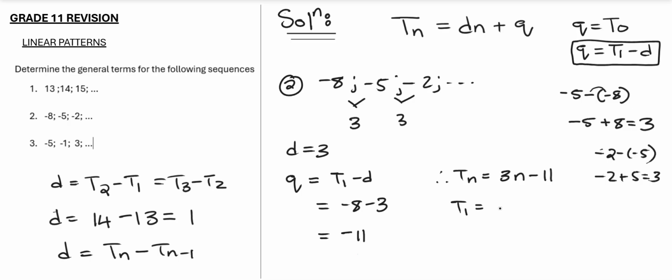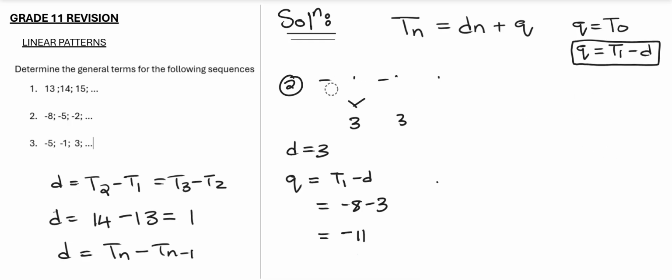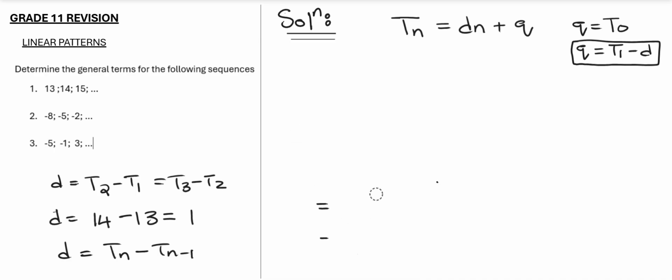Let us test it out now. If T1 is equal to 3 multiplied by 1 minus 11, that's positive 3 minus 11, giving us minus 8. And also for T2, that's going to be 3 times 2 minus 11, which is going to give us a negative 5 if you punch it into your calculator. So let's do the last one for the show, guys. We've got the first term as minus 5, the second term is minus 1, the third term is 3.